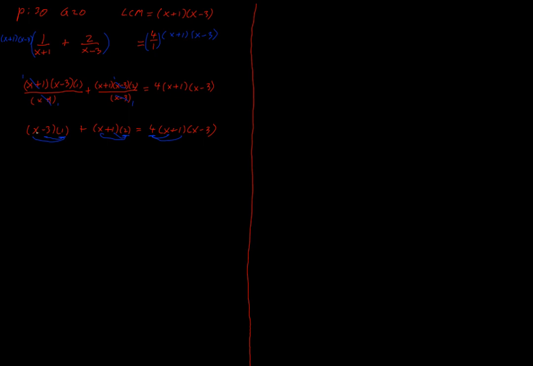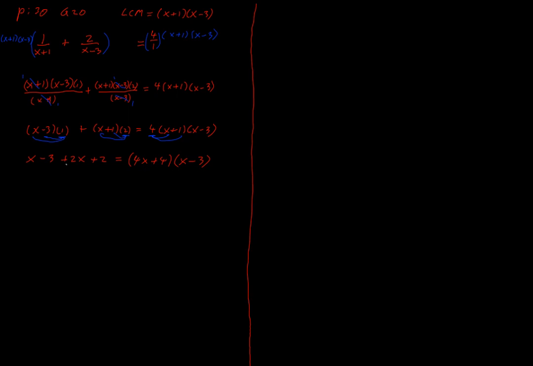So I have x by 1 is x, minus 3 by 1 is minus 3, 2 by x is 2x, 2 by 1 is 2, is equal to 4 by x is 4x, 4 by 1 is 4, and it's still all multiplied by x minus 3. So all of this is multiplied by x minus 3. You can see either the 4 was multiplied by everything here and the x plus 1 was multiplied by everything here. So we still have brackets around here. We're multiplying all of this together.